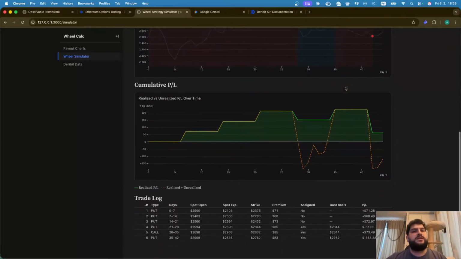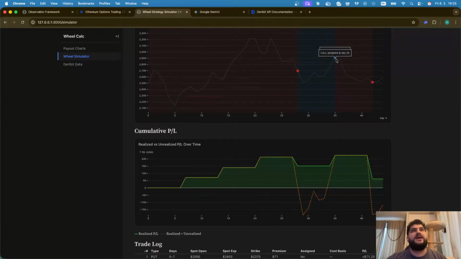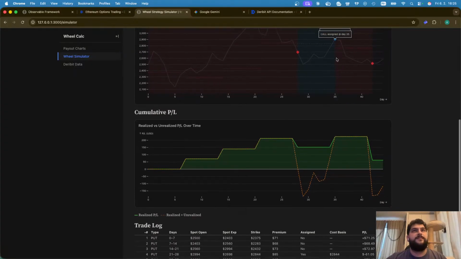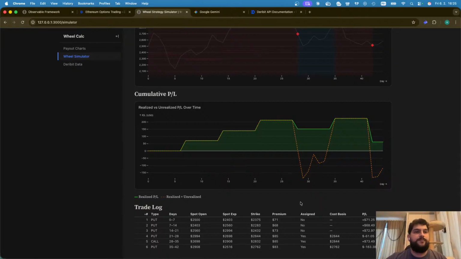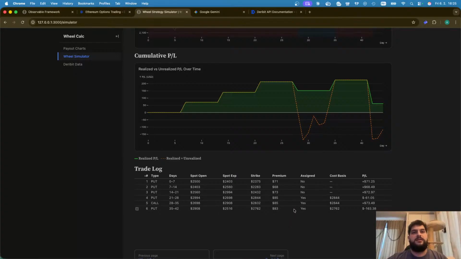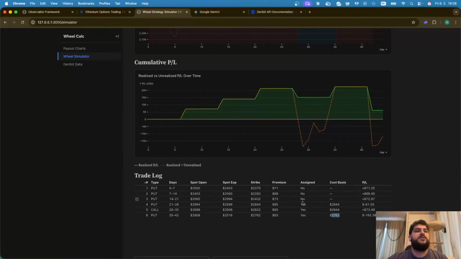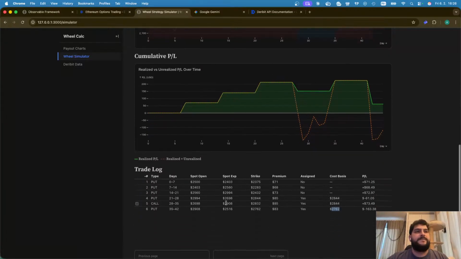So here, okay, let's go back. We are assigned again here, and what happened is actually we sold a put at the beginning, at 83, and I still just don't get where this number is coming from. And our cost basis should be the price with which we are basically purchasing the Ethereum. And if our strike price, okay, so this was the strike price, basically. That's the point.